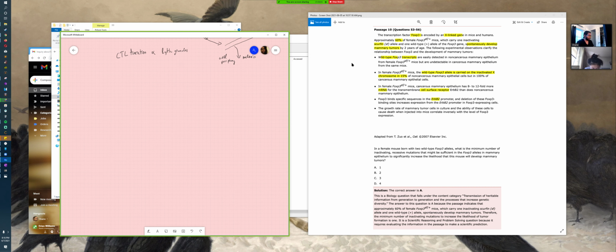Okay, let me see if I can make sense of this. It doesn't say anything about. Wait, okay, 60%, which carry that and that, develop that by age 2.